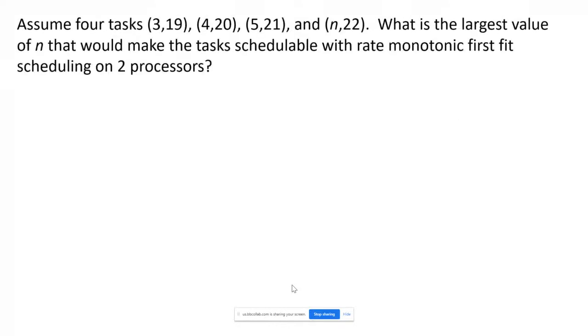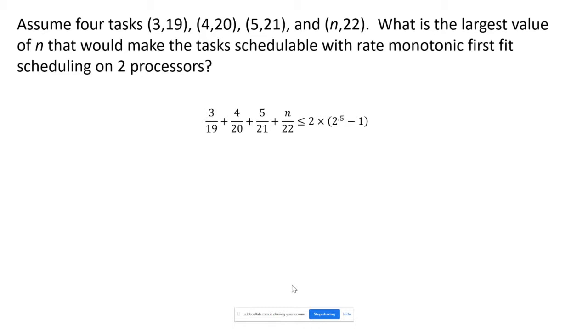Assume 4 tasks, 3/19, 4/20, 5/21, and N/22. What's the largest value of N that would make the tasks schedulable with rate monotonic first fit scheduling on 2 processors? Okay, so this one, the rate monotonic first fit has a schedulability test, and again, it's a sufficiency test, a sufficient conditions test, meaning that if the test succeeds, it guarantees that they are schedulable.